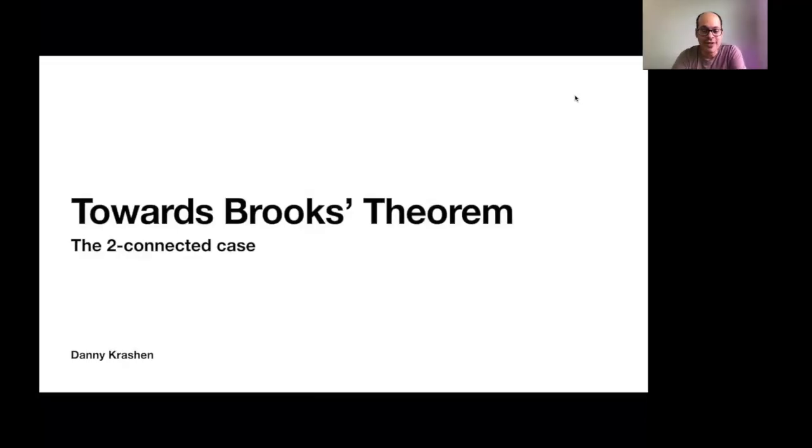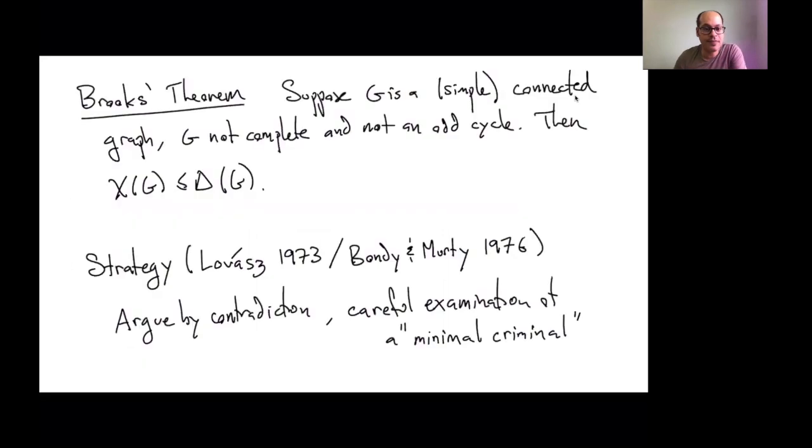In this video, we're going to continue the process of proving Brooks' theorem. Last time we explored the basic properties of critical graphs, and this time we're going to focus on a particular case, the case of two connected graphs. So we're going to examine what Brooks' theorem looks like in the case where the graph in question has a two-vertex cut. All right, so let's go ahead.